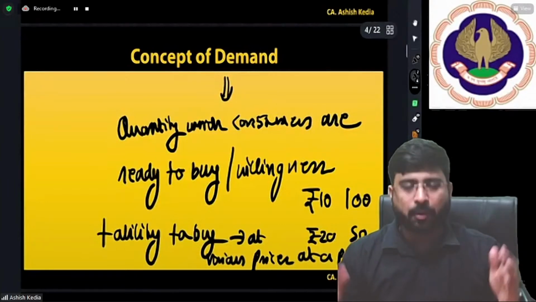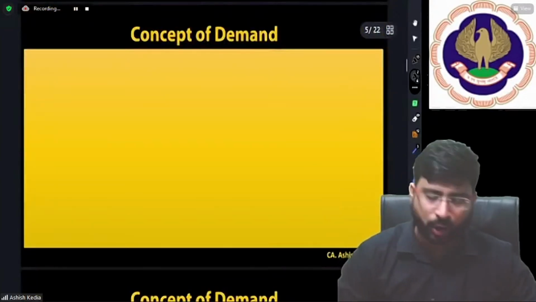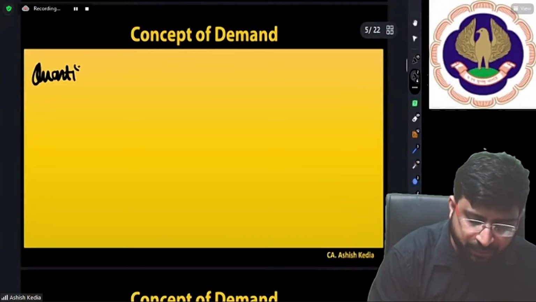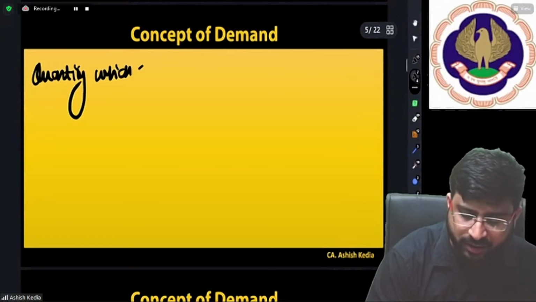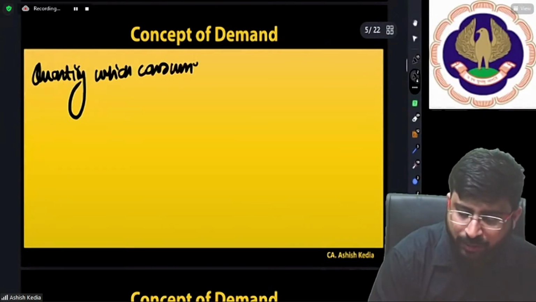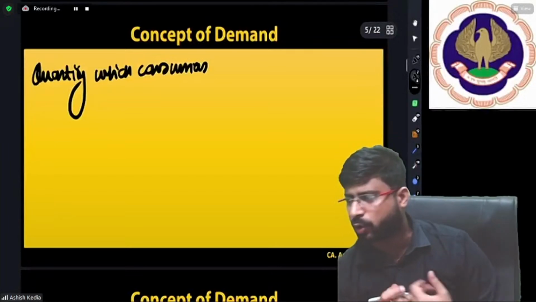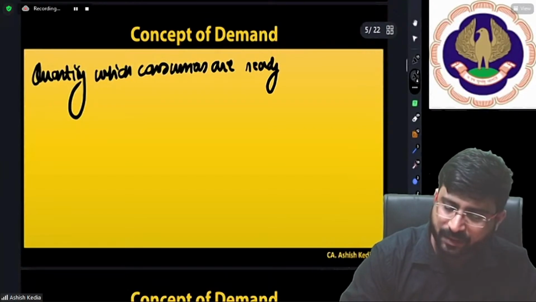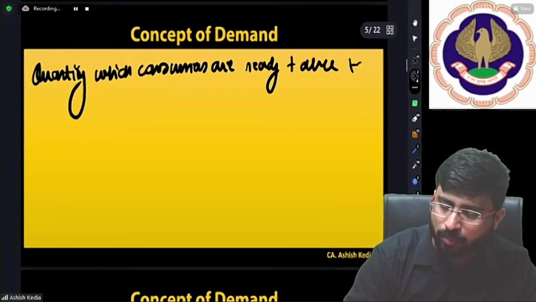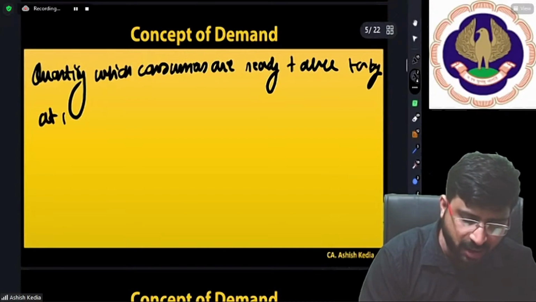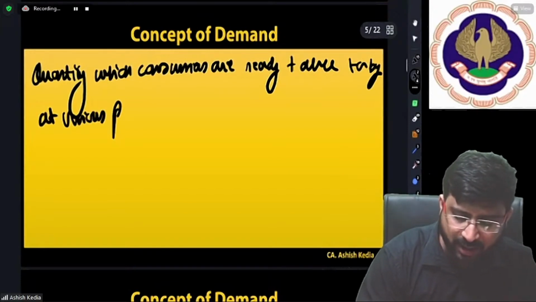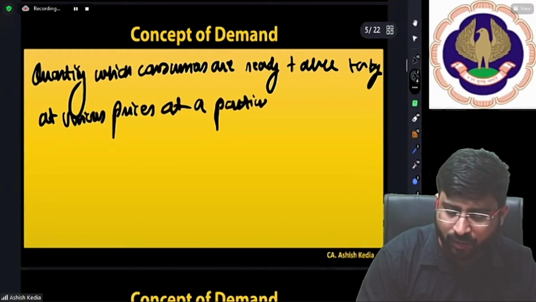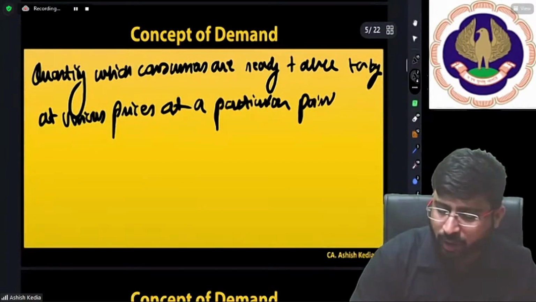So if we add up all the things, what definition did we come to? The definition that we came to is quantity which consumers are. Come on, focus everybody. It's written in the institute material. Don't worry. Quantity which the consumers are ready plus able to buy at various prices at a particular point of time.